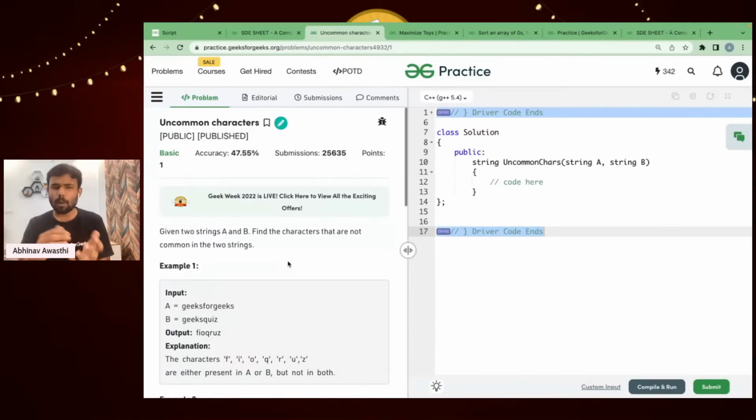Great guys. So the problem is that we are given two strings A and B, and we have to find the characters that are not common in the two strings. So we have to search for the characters that are not common in the two strings. Can anyone just tell me what should be the approach for solving this particular problem?